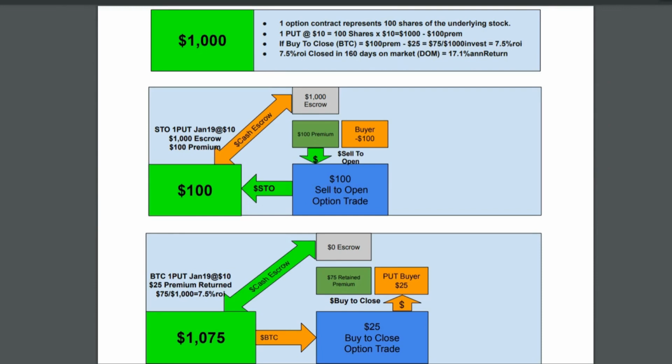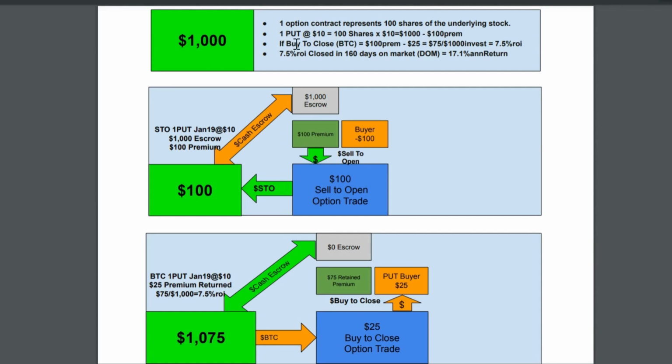Here's an actual example of how that looks from a $1,000 perspective. We have $1,000 in our account. One option contract represents 100 shares of the underlying stock. One put at $10 equals 100 shares times $10 equals $1,000. We are receiving $100 in premium.